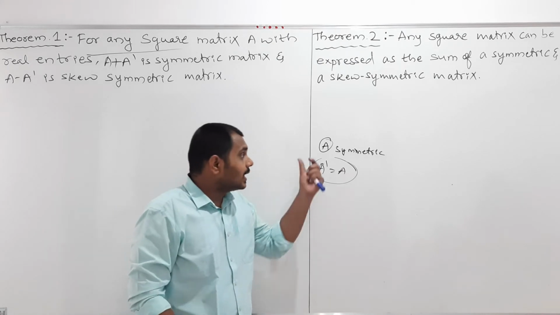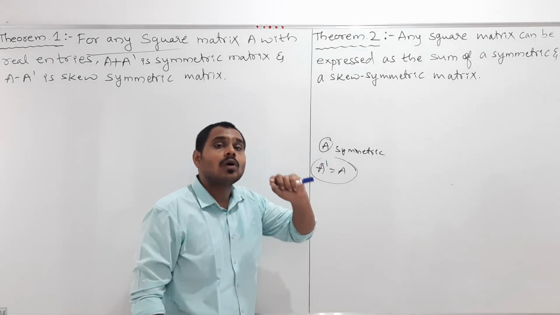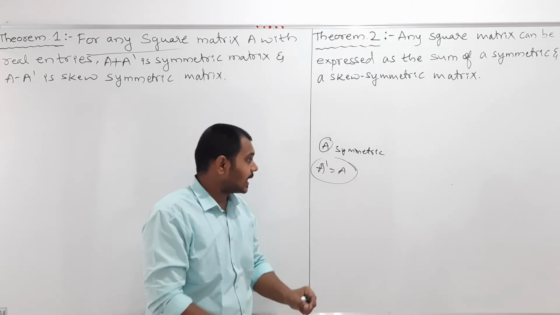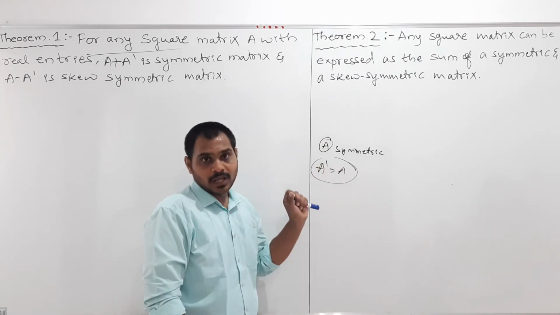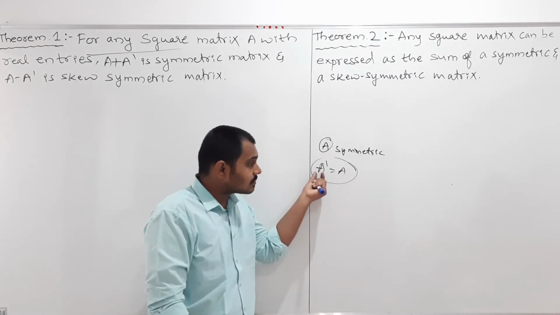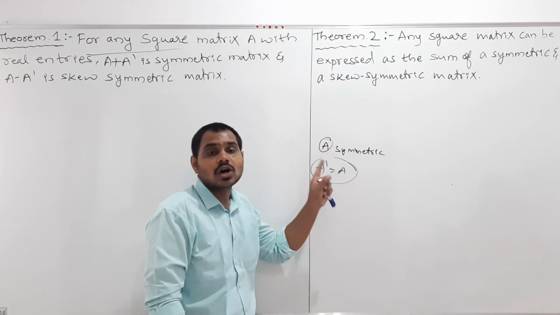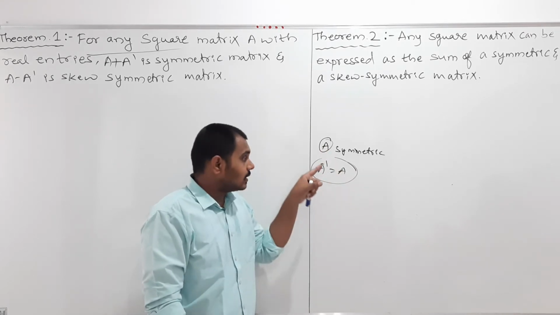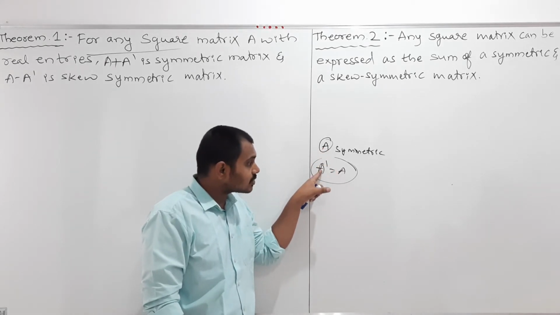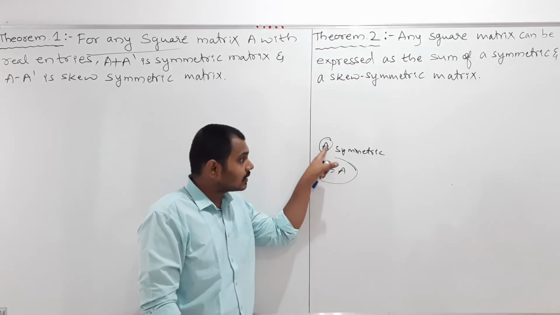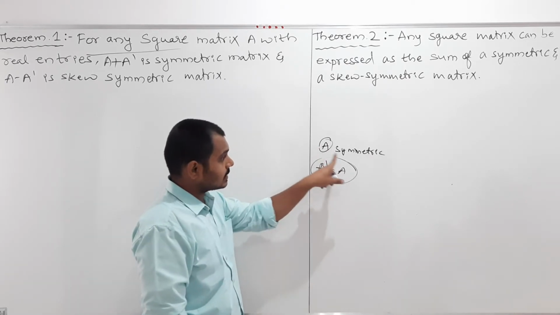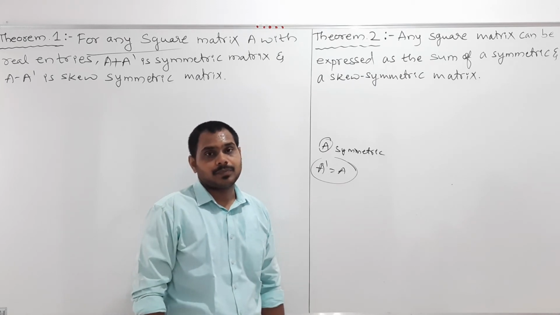So for any matrix A, if you want to prove that A is symmetric, you should first find the transpose of this. After finding the transpose, you should check whether this matrix is equal to the given matrix or not. If the transpose of the given matrix is equal to the matrix A, then you can conclude that A is a symmetric matrix. Clear?